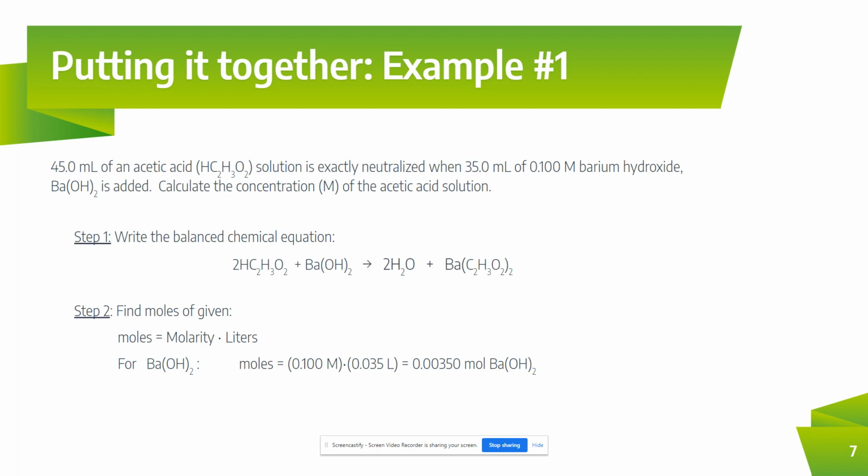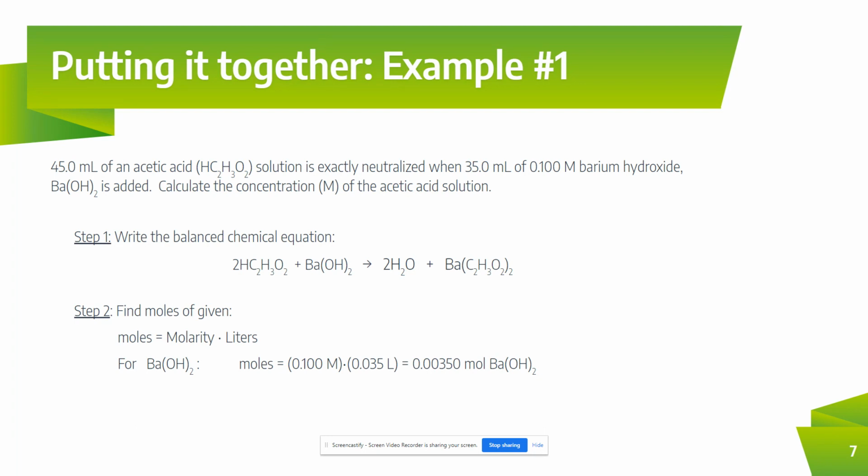So in step 1, you need to write the balanced chemical equation. I've got that for you here. And many times when you go through the math problems, we'll just give you the balanced chemical equation. But you need to know how to match it up so that you've got the right number of hydrogen ions and hydroxide ions. Because acetic acid only had one hydrogen and barium hydroxide had two hydroxides, we needed two acetic acid molecules to match up with the one barium hydroxide.